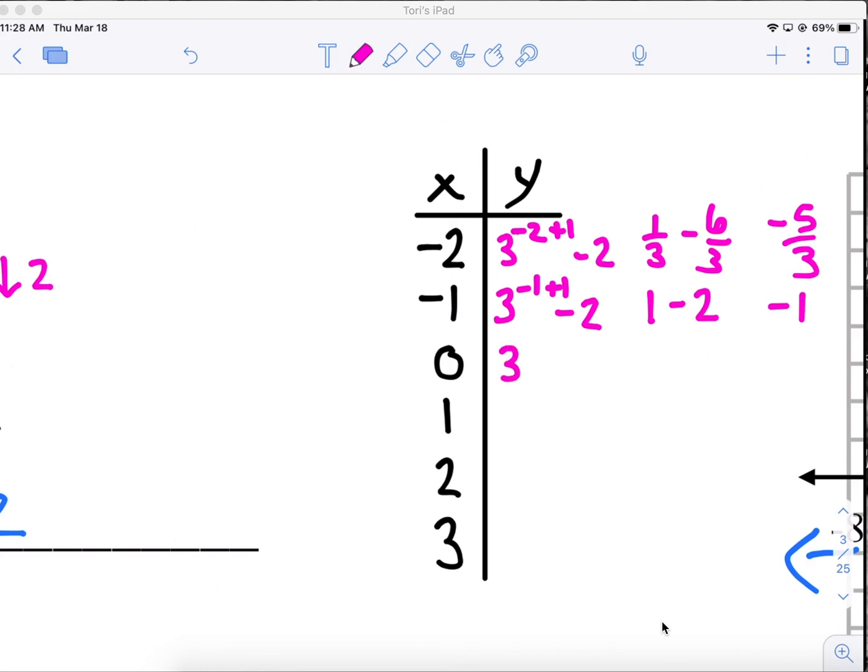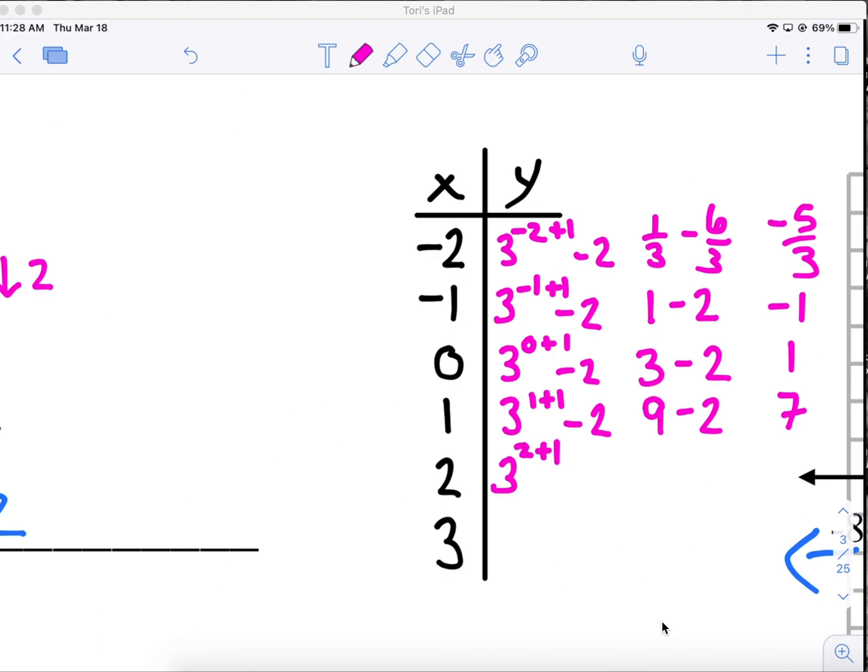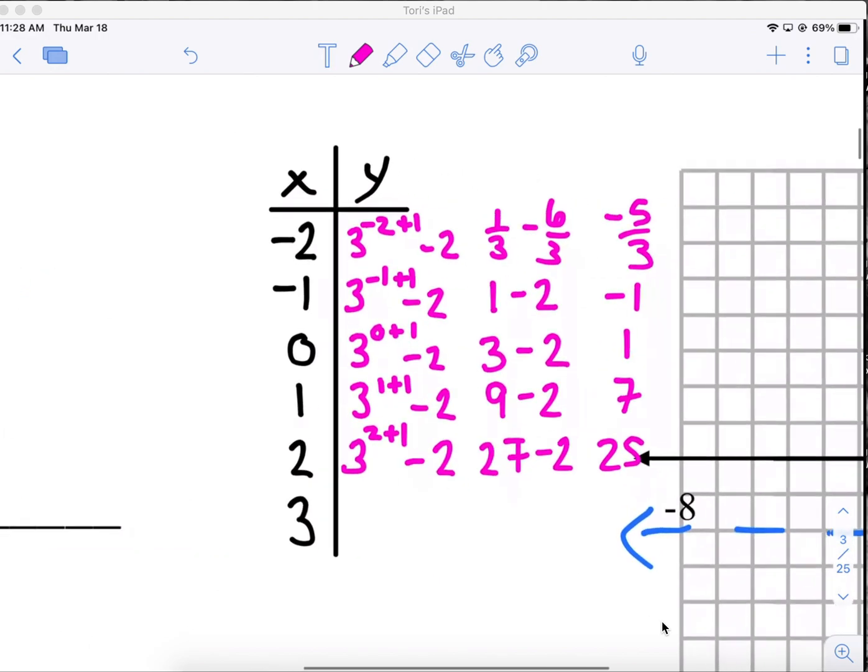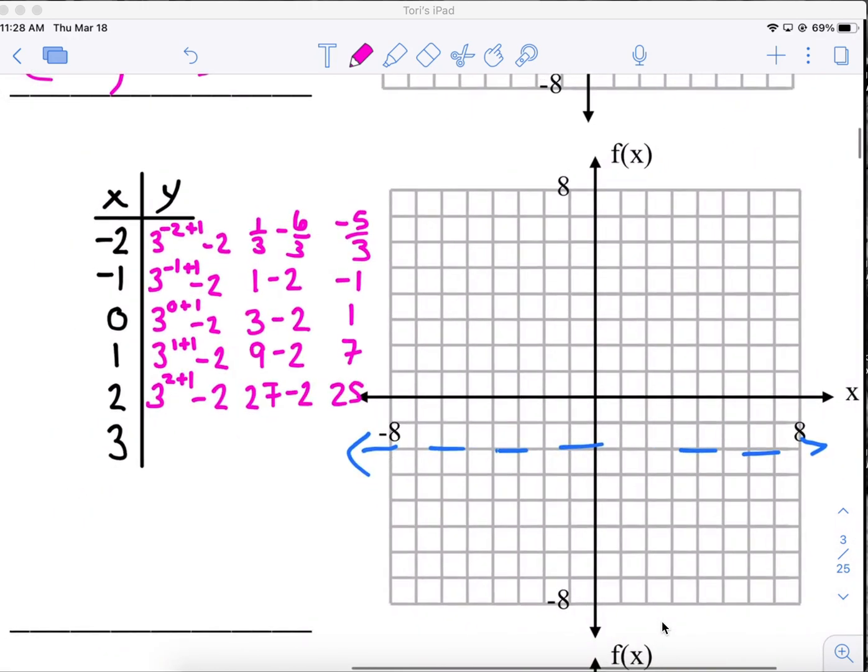Okay, so 3 to the 0 plus 1 is going to give me 3. Minus 2 gives me a 1. 3 to the 1 plus 1 is going to give me 3 squared, which is 9. Minus 2 gives me 7. 3 squared plus 1 is going to give me 3 to the 3rd, 27. Minus 2 is 25. And we really don't need anything outside of that, because even that doesn't fit for us. Okay? All right, so just like I showed you before, you're going to end up at -1, -1. Down here, we're at -1 1/3, basically, right here.